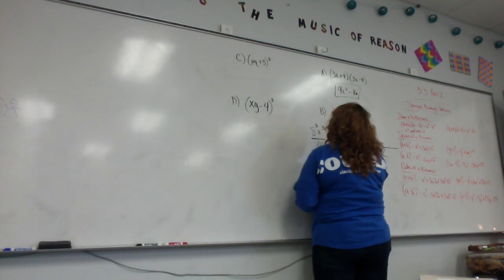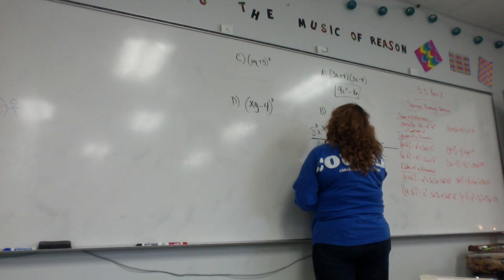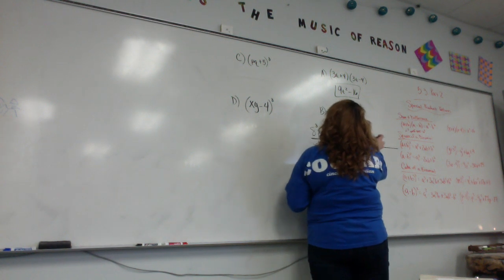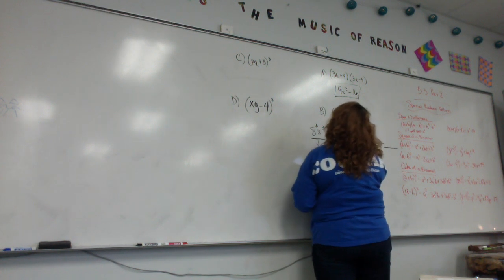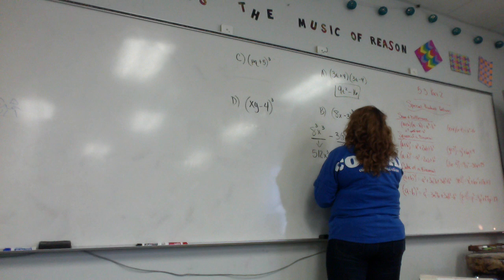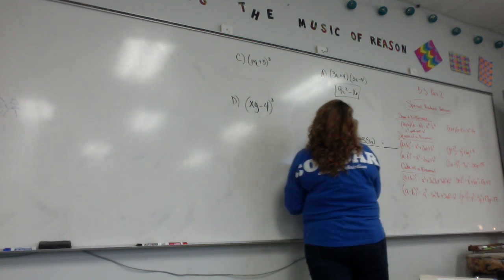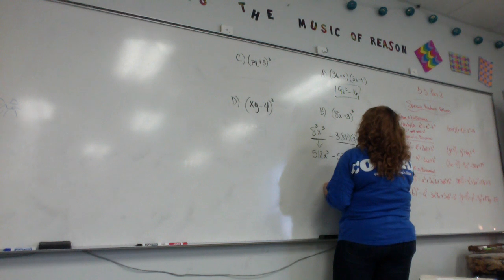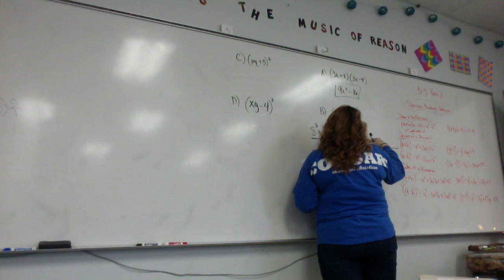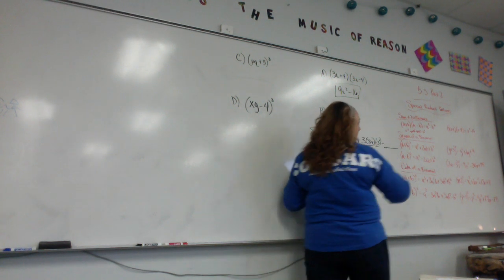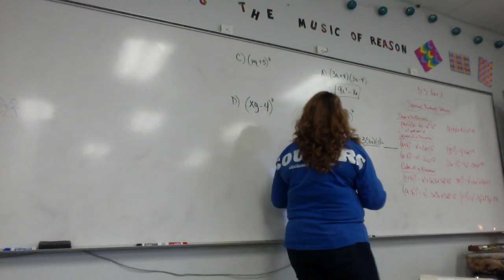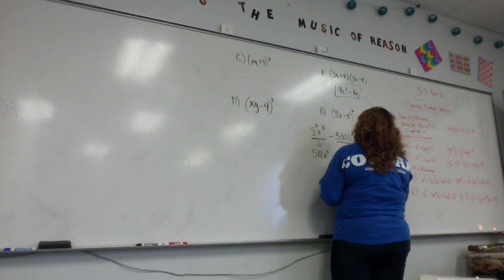Yes, negative 576x squared, right? Okay. Now, this spot is 3 times what? Times 8x, right? Yes. And then times what? Something squared. Yeah, -3 squared. What's -3 squared? 9. What's 9 times 8? 72. And then what's 72 times 3? 216. So 216x.